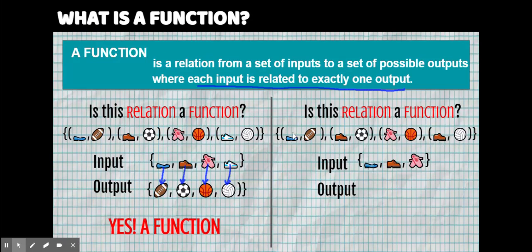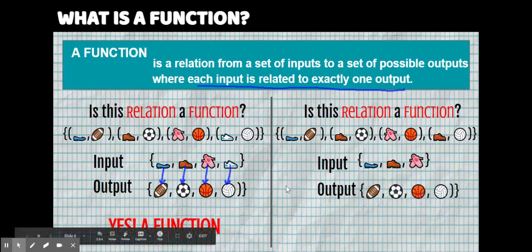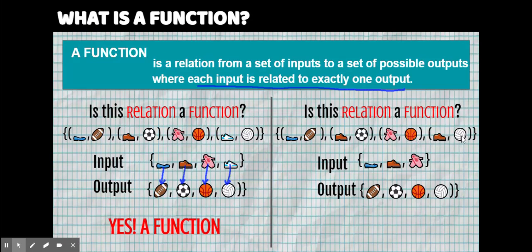I put in the blue flat, I put in a boot, I put in a pair of ballet shoes, but then I put a boot back in. I could do that. Remember, I could have put 2 in there multiple times or 3 inside that function machine multiple times. It's the relationship that matters. So this is a relation, but when I look at that output, what is the output? Well, my output is a football and a soccer ball and a basketball and a volleyball.